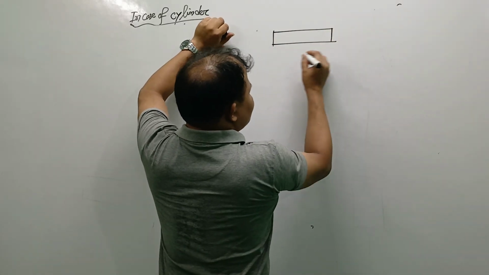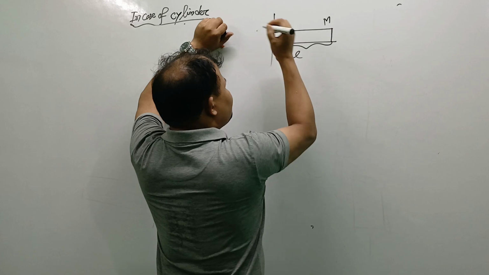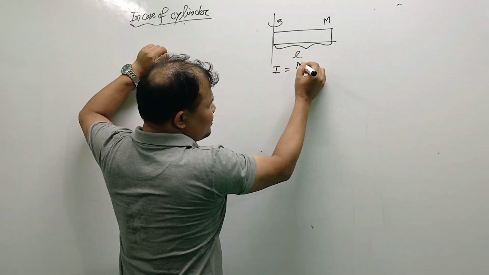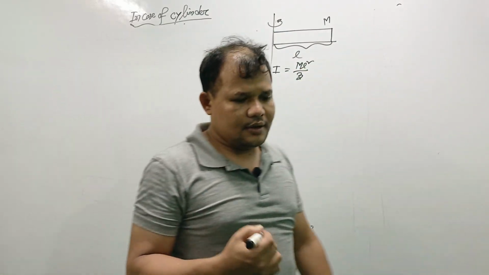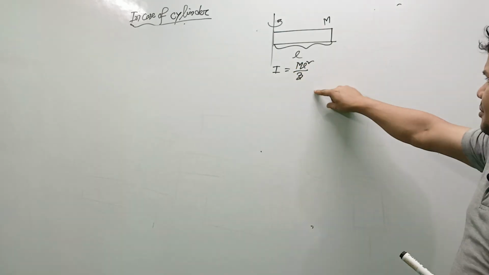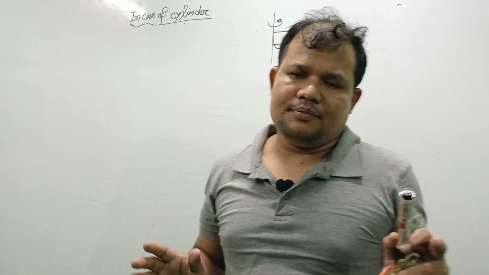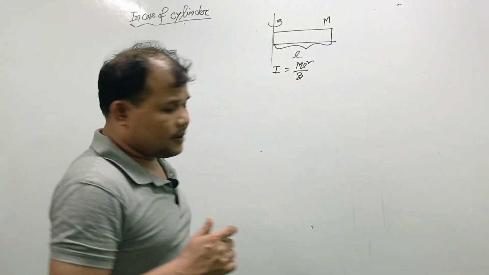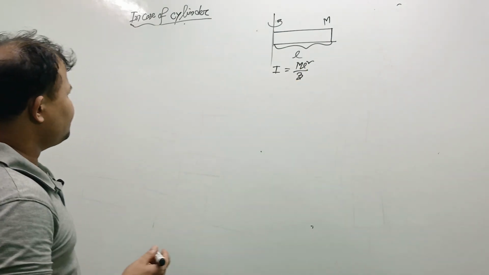If this is the length of the object and m is the mass, and the rotational axis is passing through the side of the object, then the moment of inertia will be mL² divided by 3. Now we try to find this equation, I equals mL²/3, by applying the parallel axis theorem. The parallel axis theorem is a very powerful theorem. How can we find this?